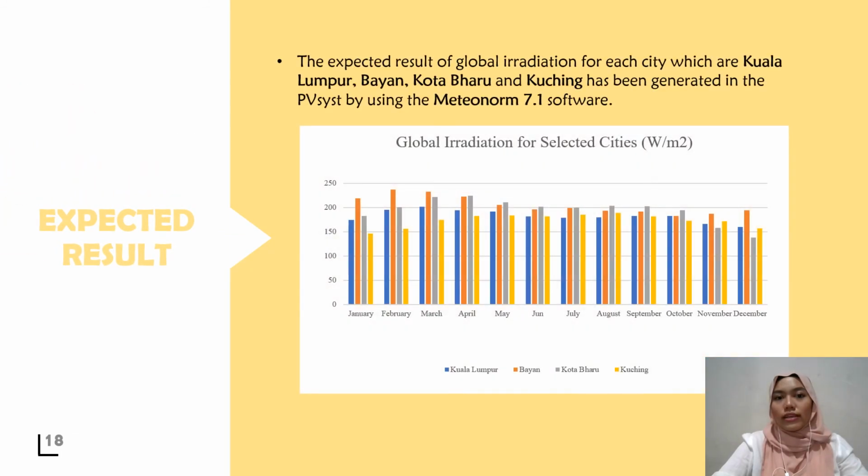Expected result. The expected result of global irradiation for each city, which are Kuala Lumpur, Bayan, Kota Baru, and Kuching, has been generated in the PV-SYS by using the Meteonorm 7.1 software. As you can see in the result, Bayan has the highest solar radiation in Malaysia throughout the year. The results are one of the output simulations for solar radiation.